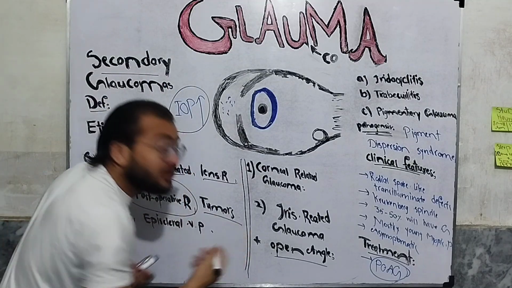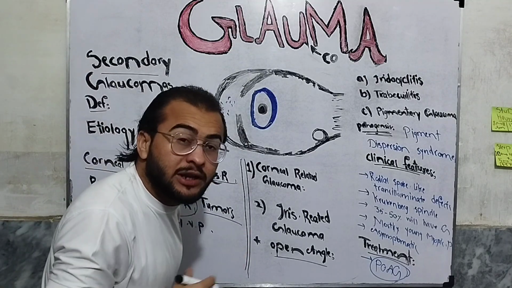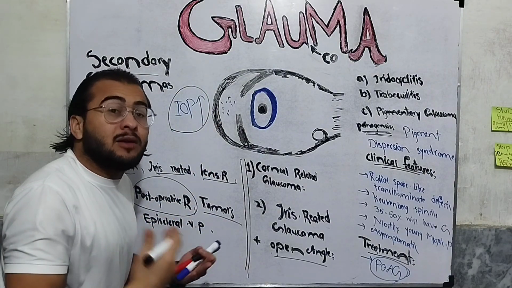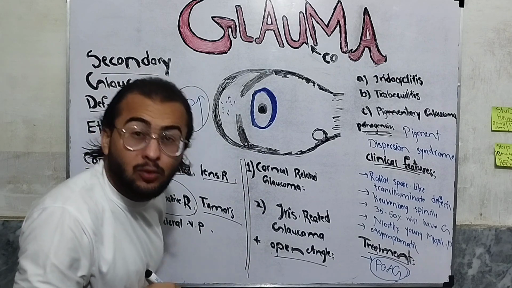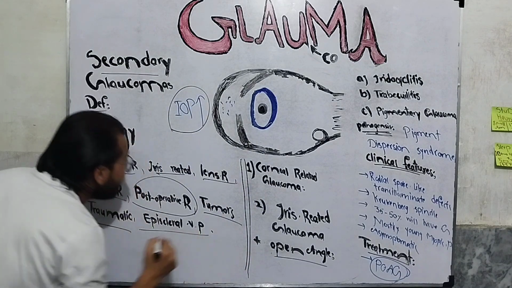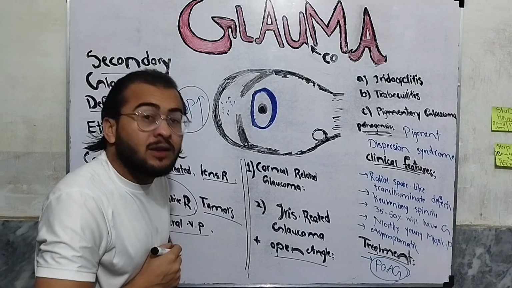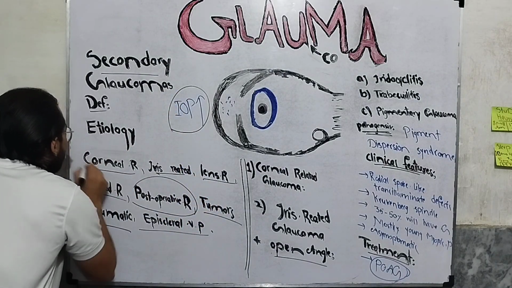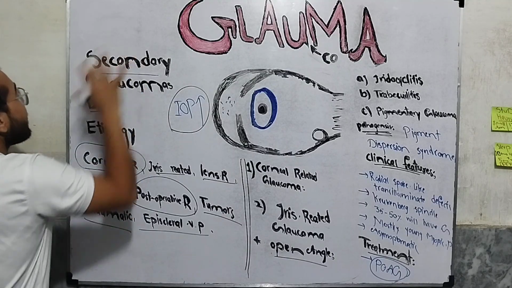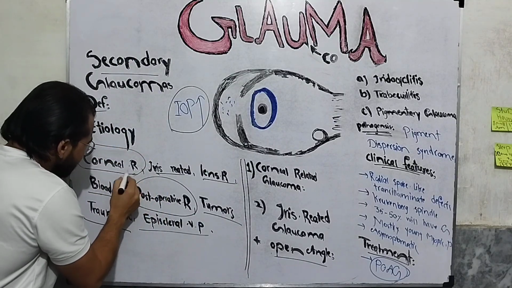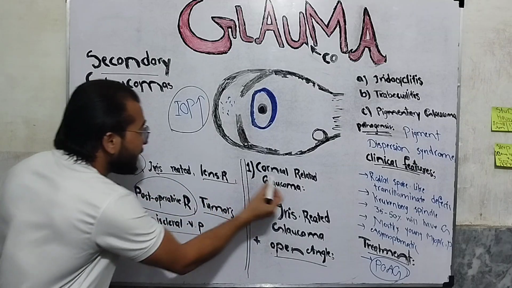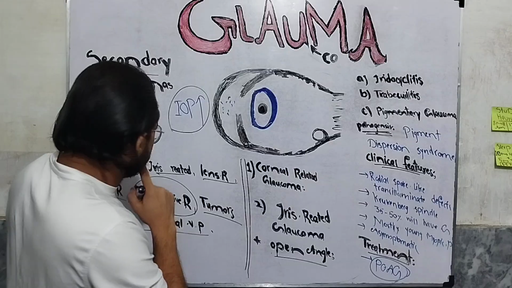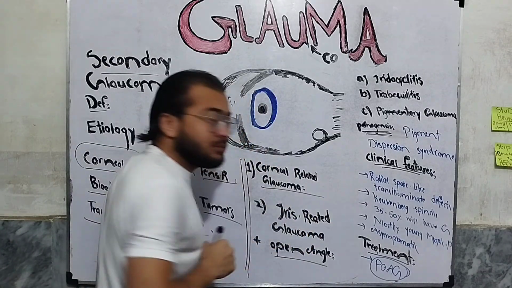We have tumor-related secondary glaucomas. Tumors can also induce secondary glaucoma. We have traumatic secondary glaucoma. Trauma to the eye can also cause secondary glaucoma. And we have the episcleral venous pressure secondary glaucoma. So these are different types of problems with these structures which can induce secondary glaucomas. Now, first we will discuss the corneal and the iris-related secondary glaucomas. So, corneal-related glaucoma.